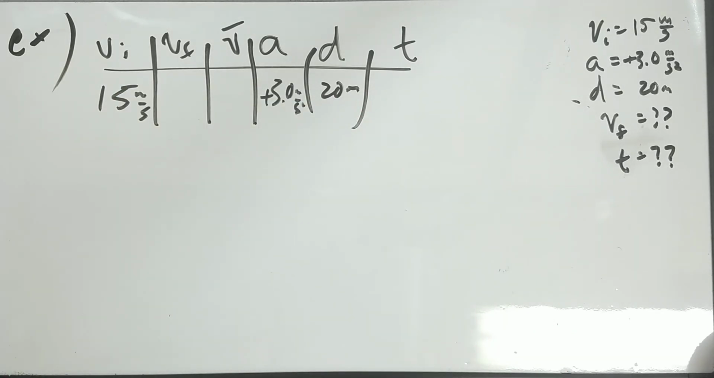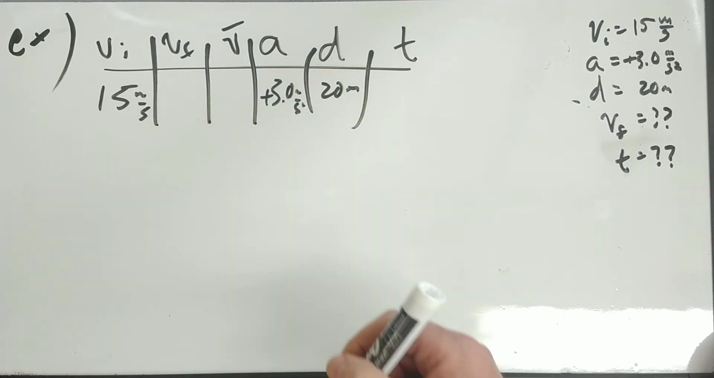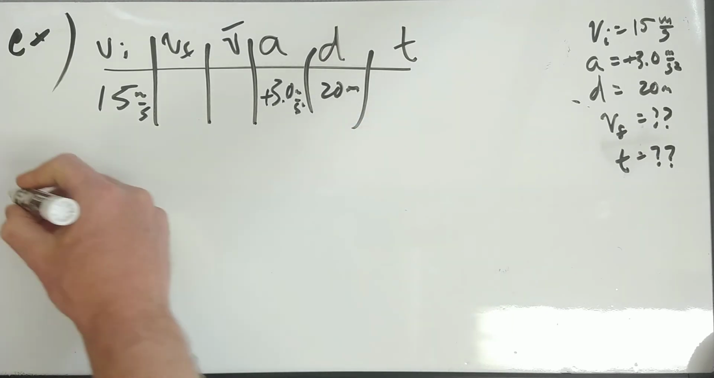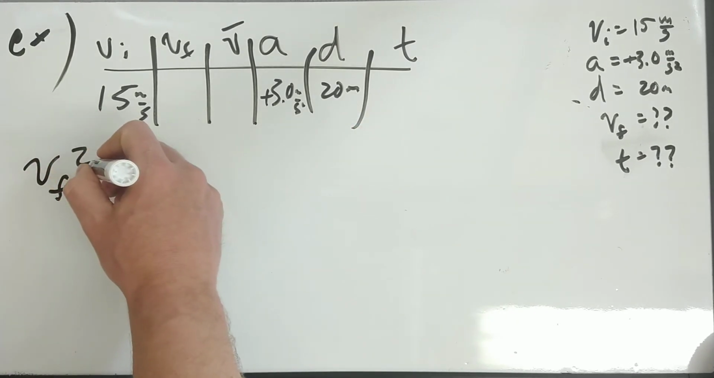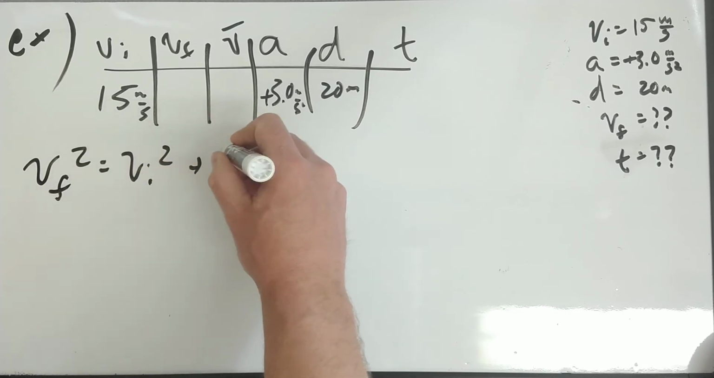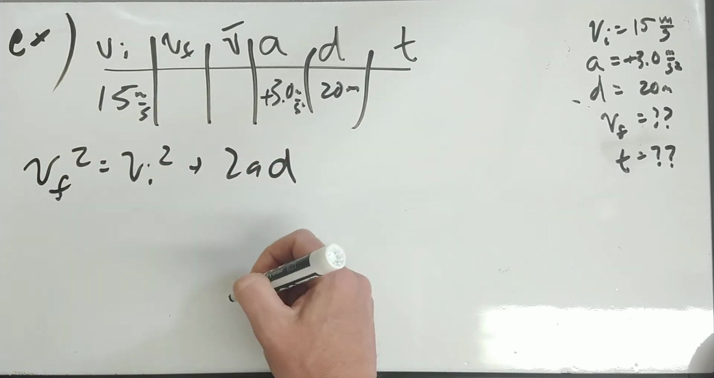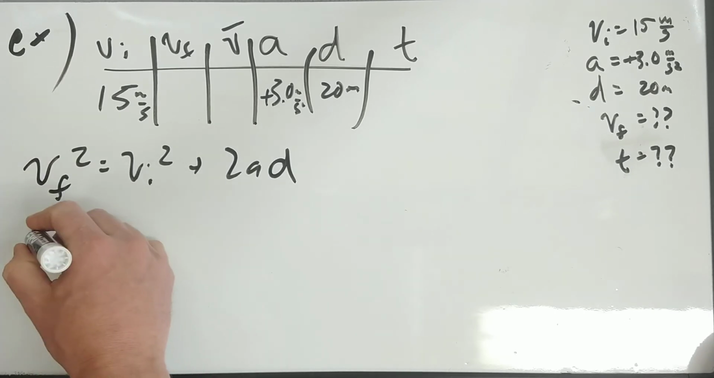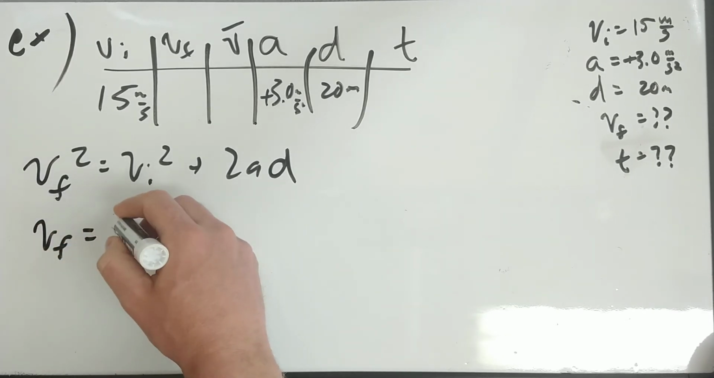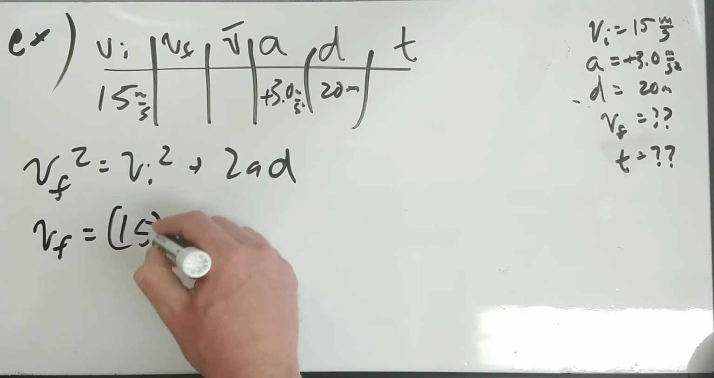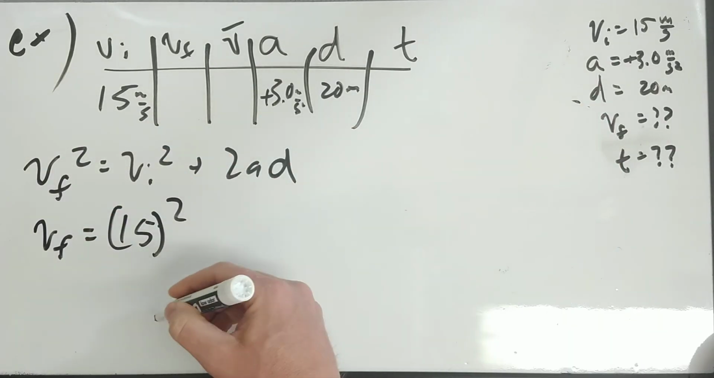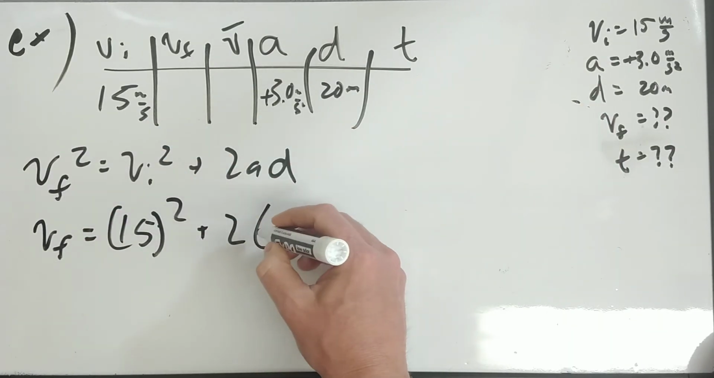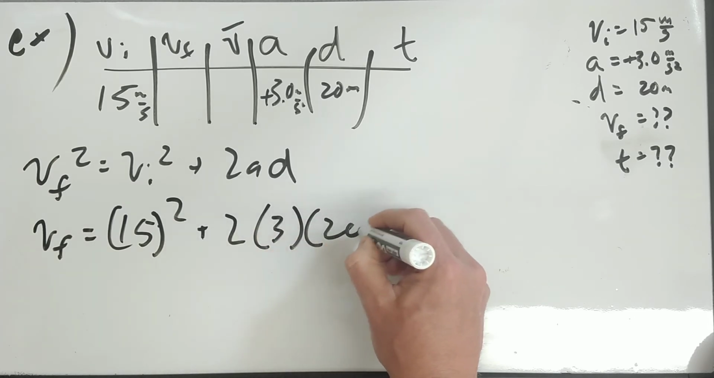All right, so what do I do with this? Well, I don't know time. That's almost always the timeless equation: V final squared equals V initial squared plus 2AD. I'm looking for V final, so that kind of works out. V initial, 15. I'm not going to put the units in here since I already listed them out multiple times. Plus 2 times 3 times 20.